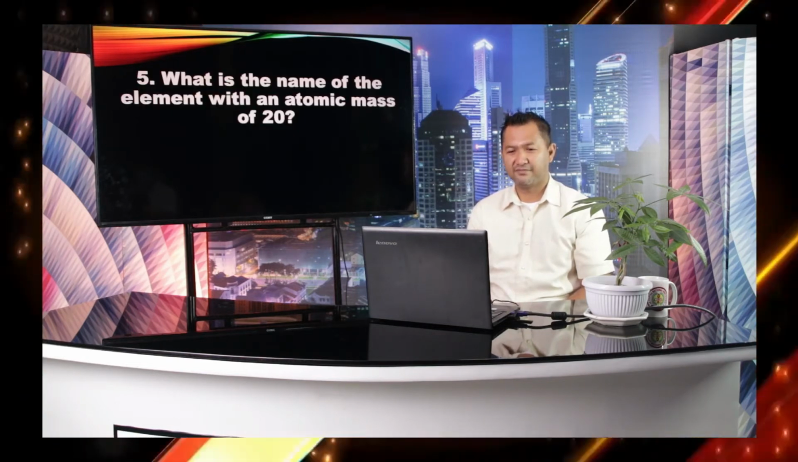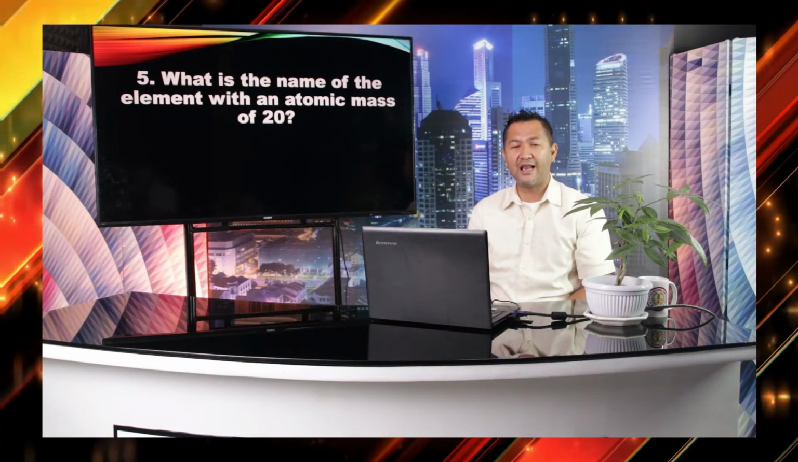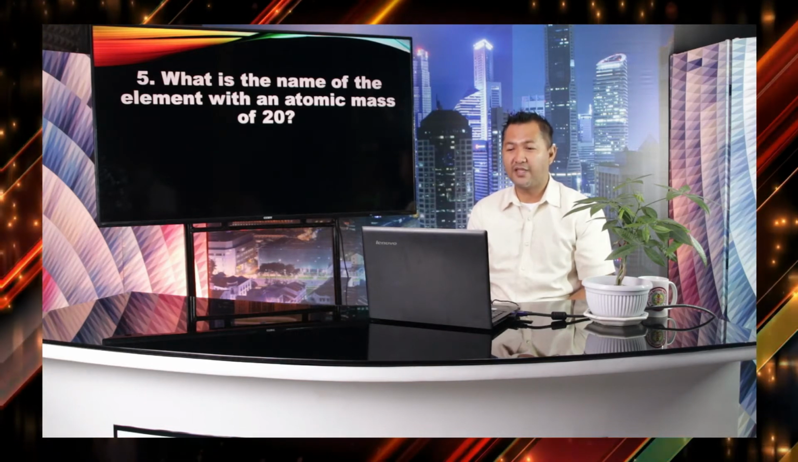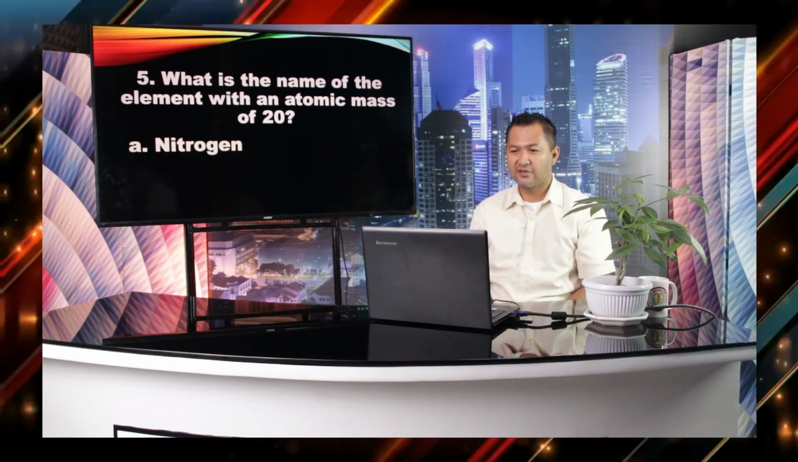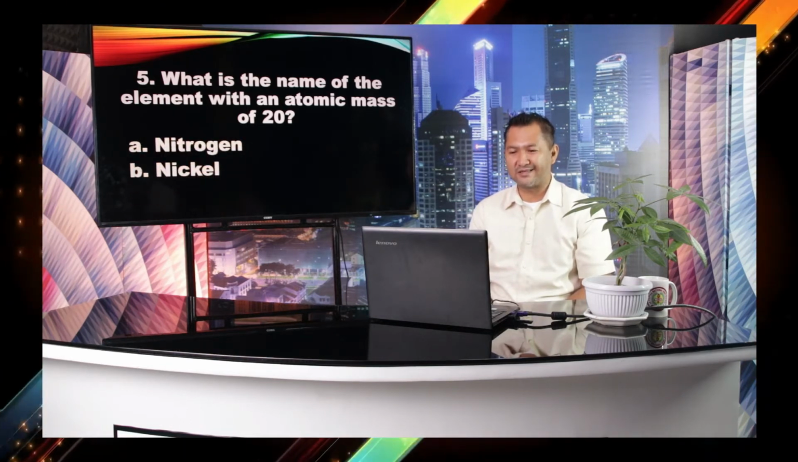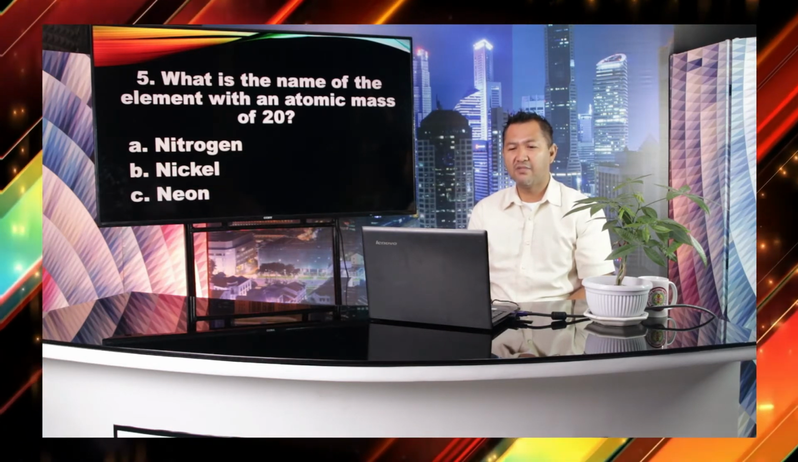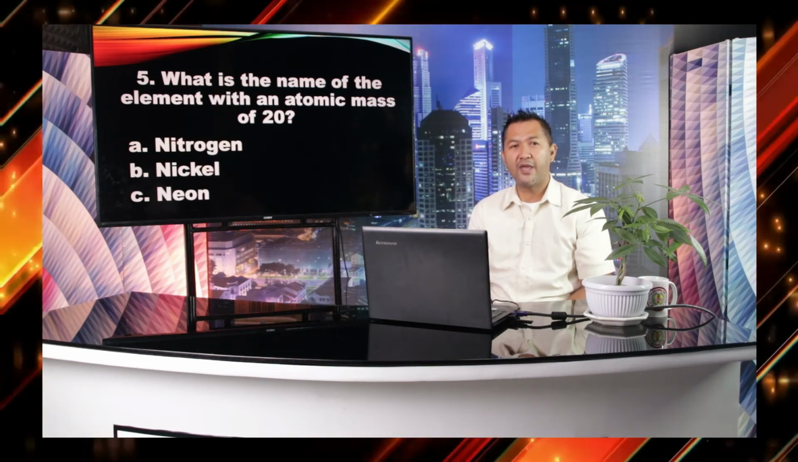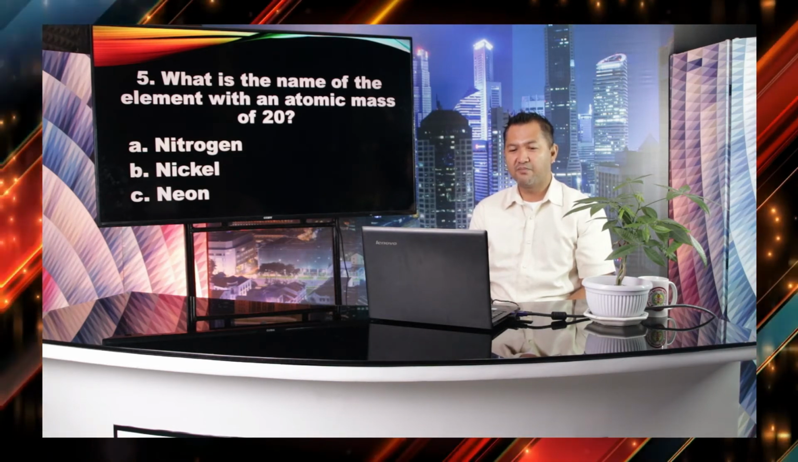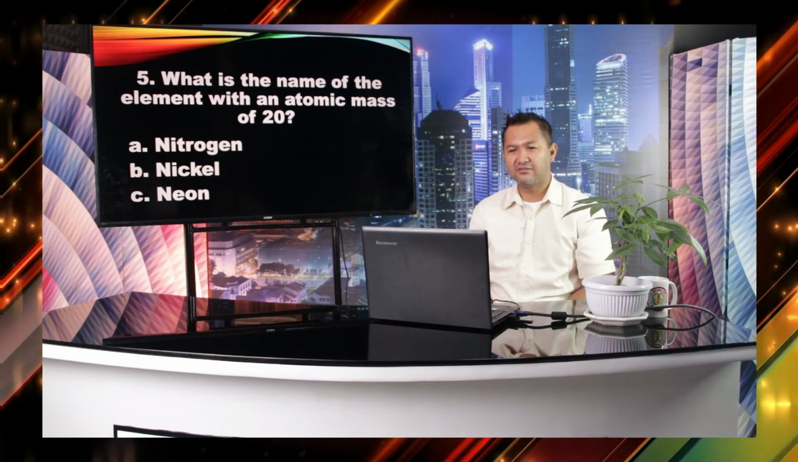Number 5. What is the name of the element with an atomic mass of 20? A. Nitrogen, B. Nickel, C. Neon. Your time starts now. The correct answer is letter C. Neon.